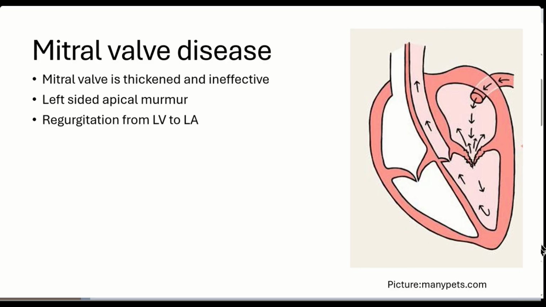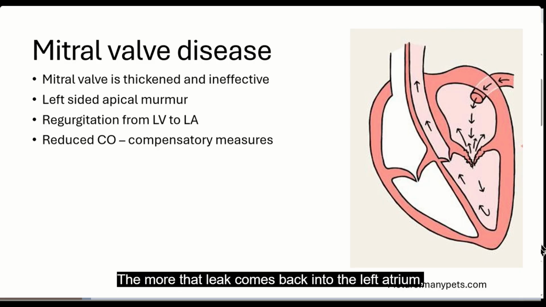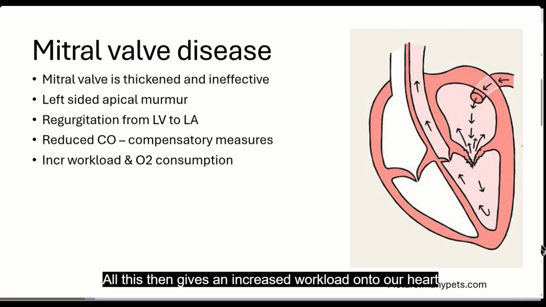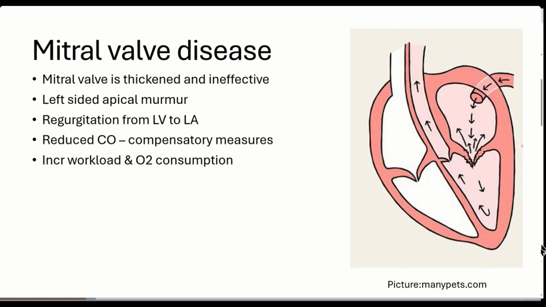As the disease progresses, we get reduced cardiac output. The more that leak comes back into the left atrium, the more we get a reduced cardiac output, and the body puts into play its normal compensatory measures. So we're talking vasoconstriction, raising the heart rate, increasing contractility, those normal measures that we expect our patients to use in order to maintain blood pressure. All this then gives an increased workload on our heart and an increased oxygen consumption rate for our cardiac myocardium.